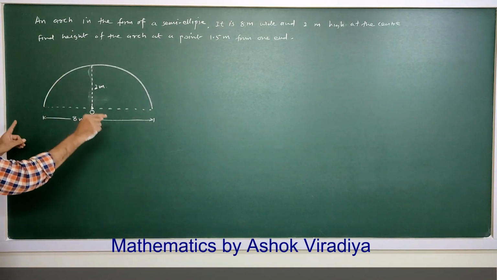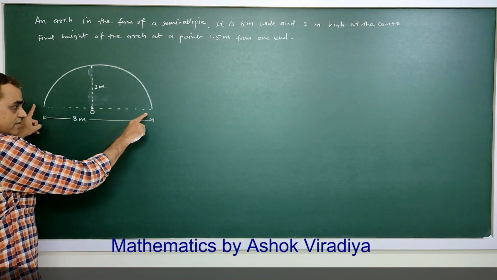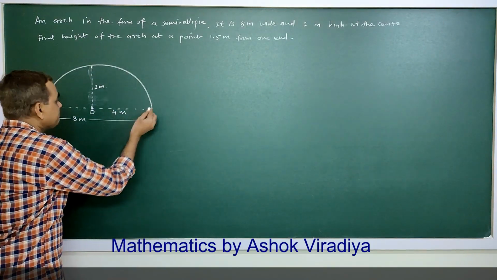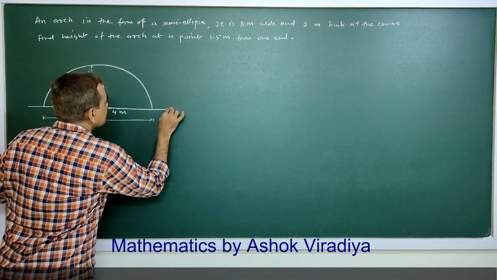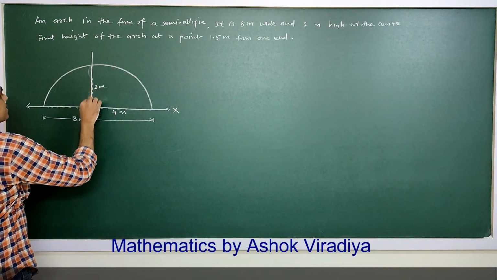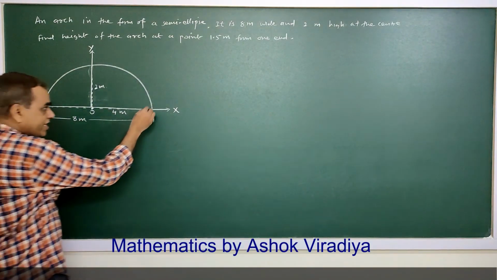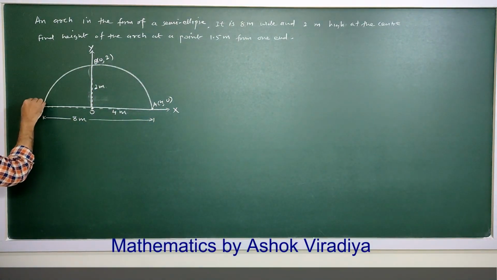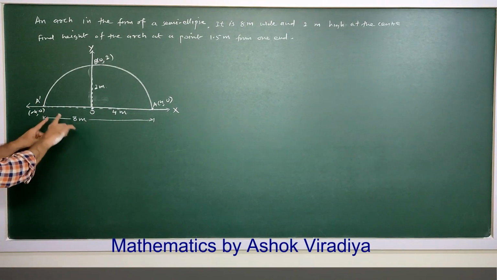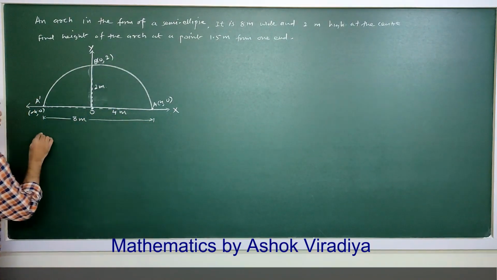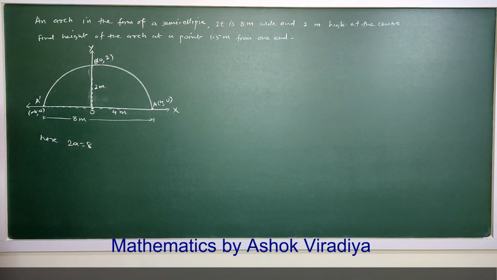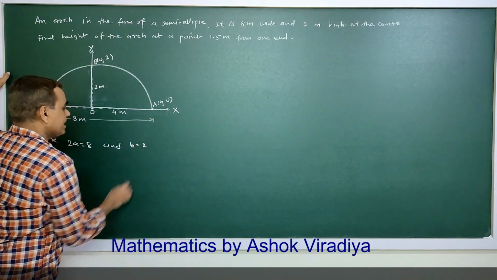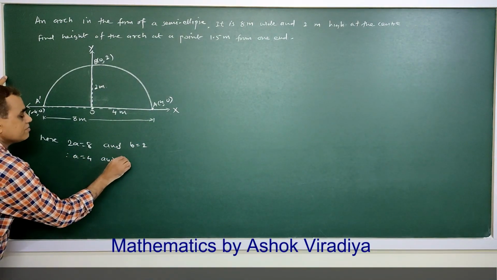Here, because it is a semi-ellipse, this is the length of the major axis. Length of the major axis is 8 meter. So the length of the semi-major axis is 4 meter. If we take this line as x-axis and this line as y-axis, then the coordinates of this point will be 4, 0. Coordinates of this point will be 0, 2. This will be minus 4, 0. So here 2 times a is 8 meter, and this is the semi-minor axis. This length is b. b is 2 meter. So a is 4 and b is 2.